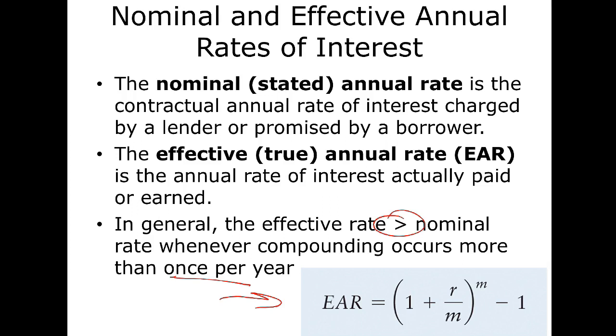So the effective annual rate is equal to 1 plus the periodic rate. Again, this would be the rate per month, per quarter, per 6 months. The annual rate divided by the number of compounding periods gives us the periodic rate. So 1 plus the periodic rate, raised to the number of compounding periods per year, and then minus 1, gives us the effective annual rate.